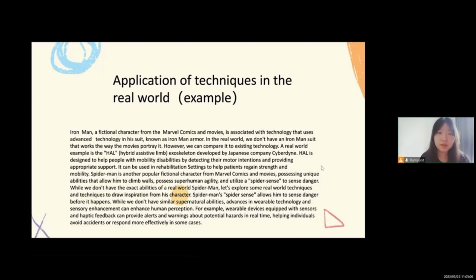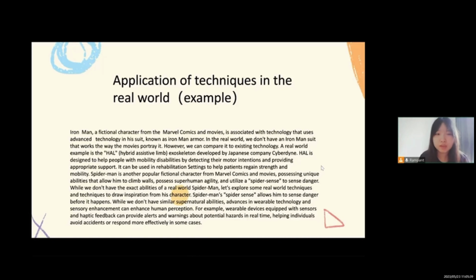I want to talk about the application of techniques in real-world examples. Iron Man, a fictional character from the Marvel comics and movies, is associated with advanced technology in his suit, known as the Iron Man armor. In the real world, we don't have an Iron Man suit that works the way it is portrayed. However, we can compare it to exciting technology.